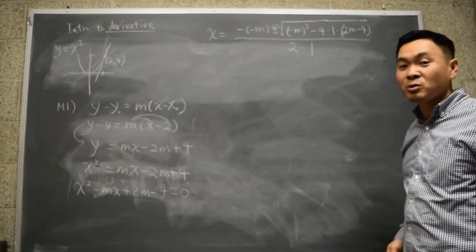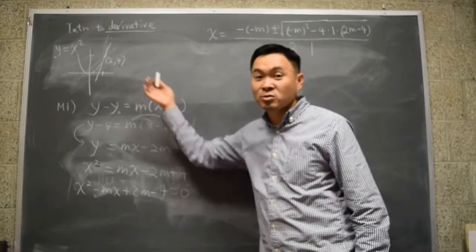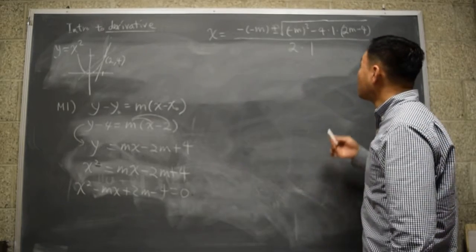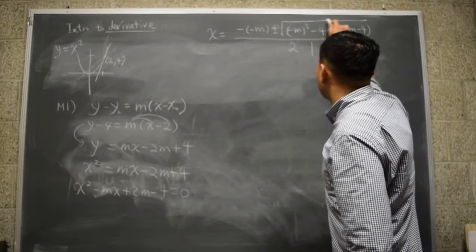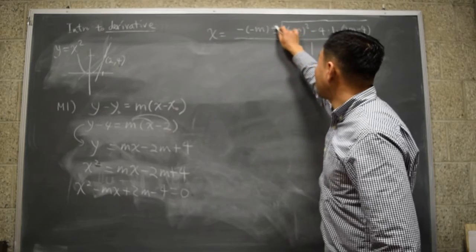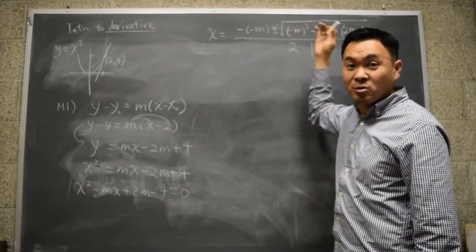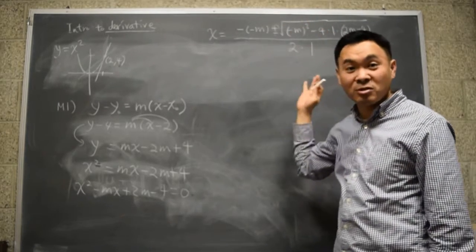But that's not good. What do you want to have? We only want one solution. How can that be possible? Only when this thing inside is 0. Then adding a 0 or subtracting a 0 doesn't give you two different numbers, right?